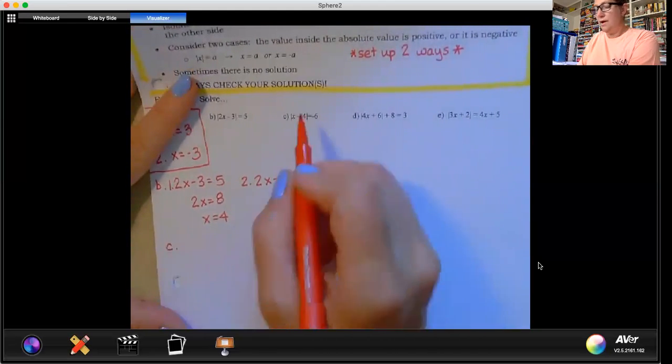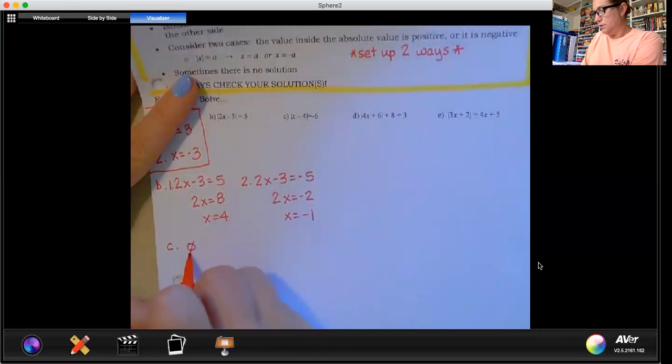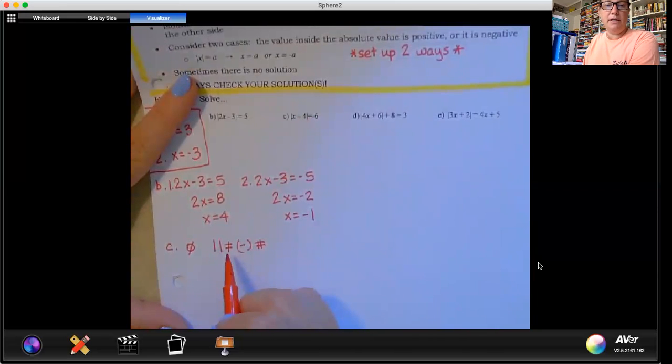Part C, you have a set of absolute value bars equal to a negative number. That is no solution. Absolute value bars cannot equal a negative number. Write that in words if you need to. Absolute value bars cannot equal a negative number. Part D, isolate the bars. Absolute value of 4x plus 6 equals -5. Same thing as C. No solution. Absolute value bars cannot equal a negative number.